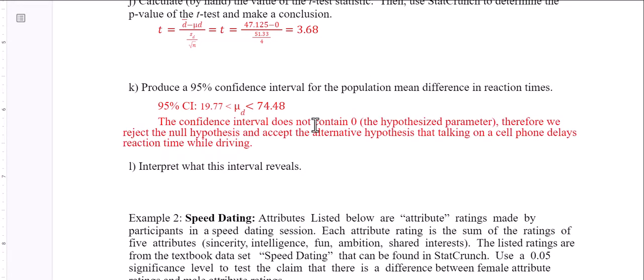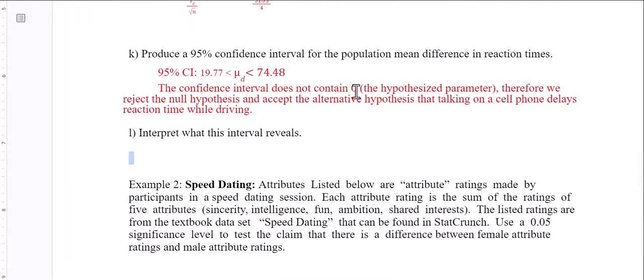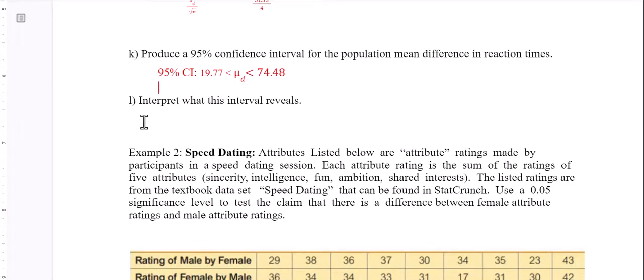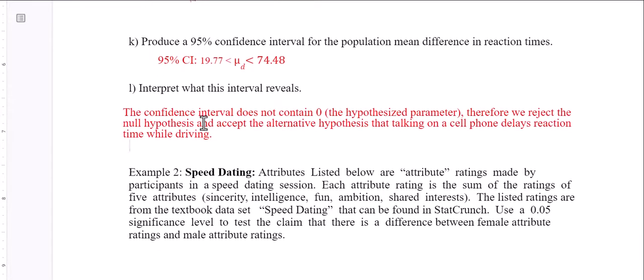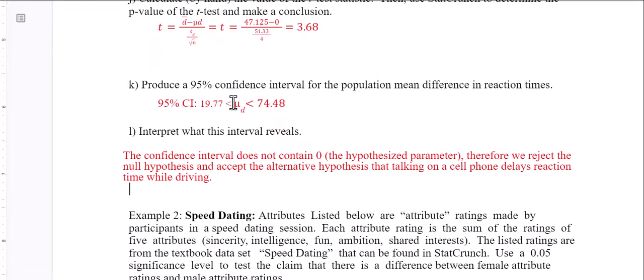I wrote it a little bit long here, and you can of course always write this in your own words, make it your own. The confidence interval does not contain 0, the hypothesized parameter. Therefore, we reject the null hypothesis and accept the alternative hypothesis that talking on a cell phone delays reaction time while driving. Somewhere in here, I probably should have had, we have strong evidence to reject the null hypothesis. Interpret what this interval means. I guess I already did that, so maybe this part should have been over here. Okay, hopefully that helps.